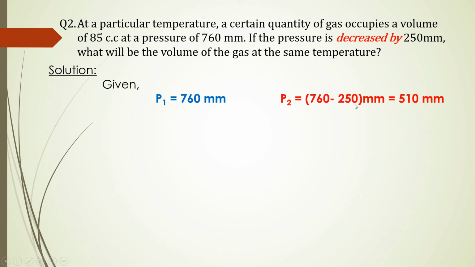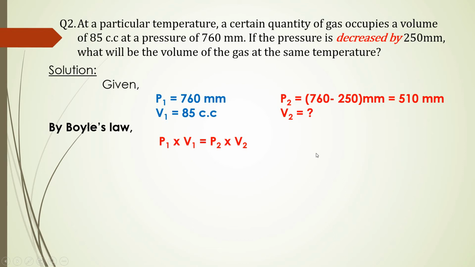So when we subtract 250, we get 510 millimeter. Now volume condition is, initial volume is 85 cc. Now we need to find the final volume when the pressure is decreased by 250 millimeter. We know according to Boyle's law, P1 into V1 is equal to P2 into V2, which is a constant. Now since we need to find V2, so we'll just rearrange. So V2 is equal to P1 into V1 divided by P2.